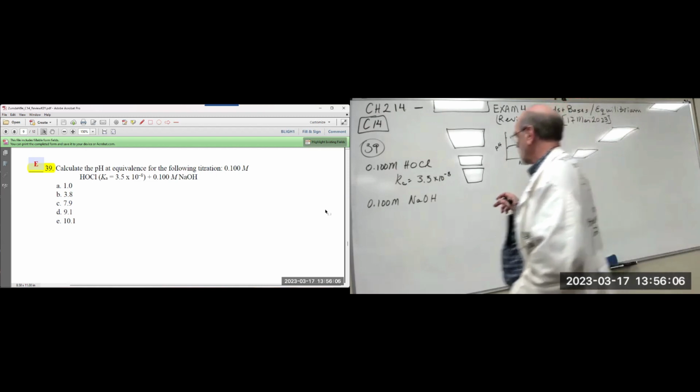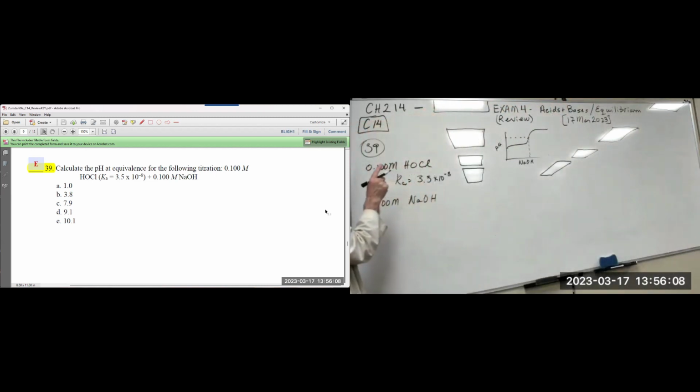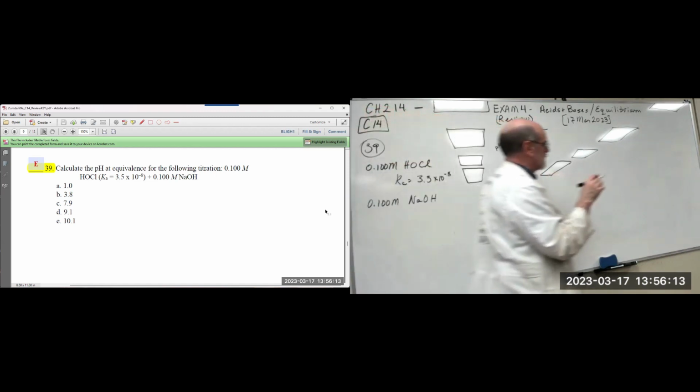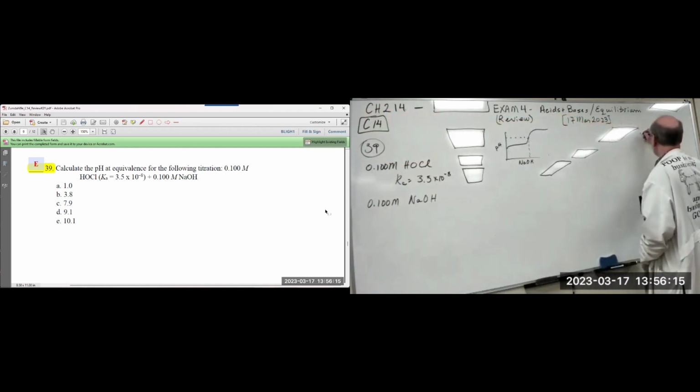So here's what I want to do. I want to subdivide this into 2 problems. One is the stoichiometry problem.